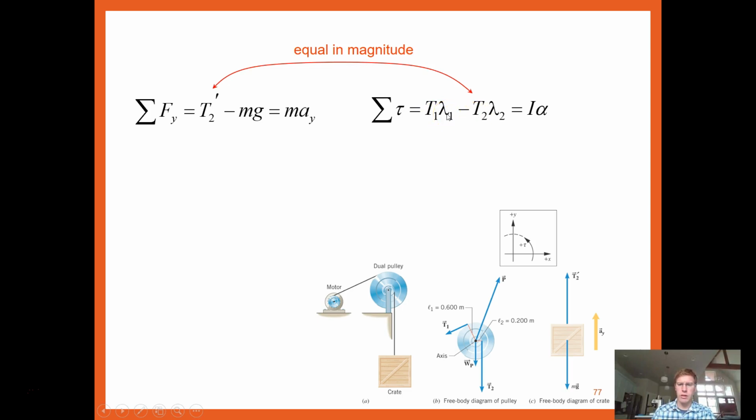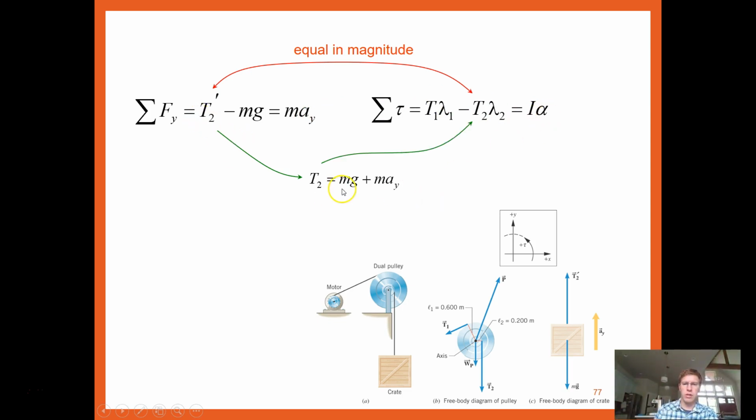Lambda 1 is 0.6, lambda 2 is 0.2 meters. I we're given: 50 kilograms times meters squared. We know the mass of the crate by dividing its weight by 9.8, but we don't know the acceleration or alpha. So at first glance, it looks like we have three unknowns: a, alpha, T2. But guess what? We can relate alpha and a together, as I'll show you in just a second.